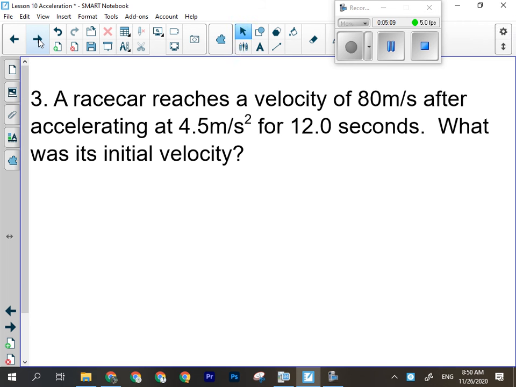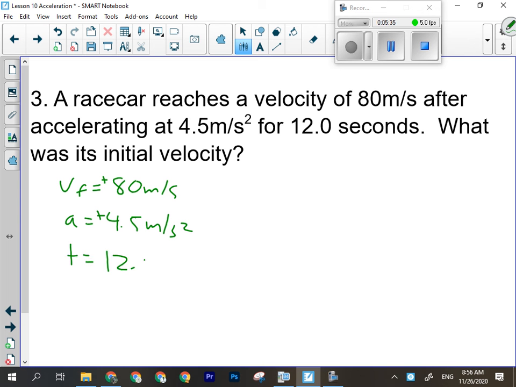Looking for initial velocity here. Okay, so for this one, we have a race car that reaches a velocity of 80 meters per second, after accelerating at 4.5. So we got vf, 80 meters per second. We have the acceleration, 4.5 meters per second squared. Since we're not told otherwise, those are positive. For 12 seconds. Okay, what is its initial velocity?